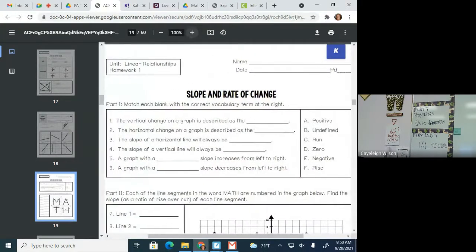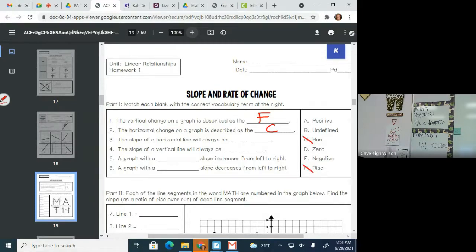Okay, so on this homework, the vertical change on a graph is defined as rise. The vertical change is rise, yep. So this one is F because it's the rise. Alright, what about the horizontal change? What do we call that? The horizontal change is called the run.